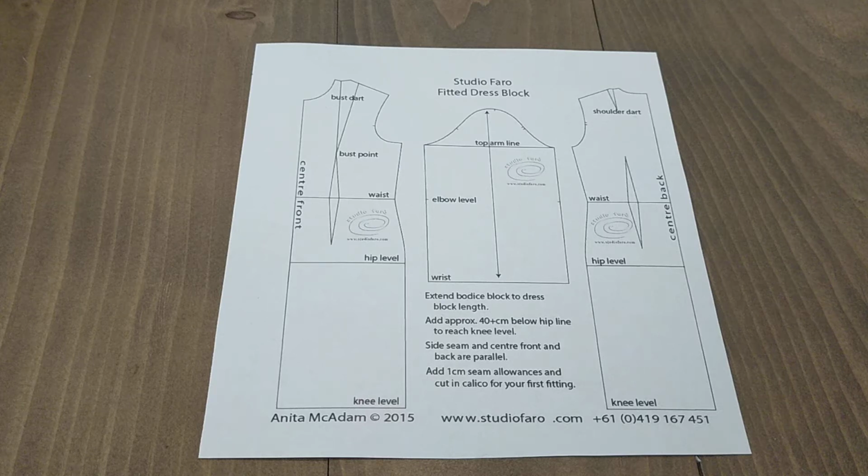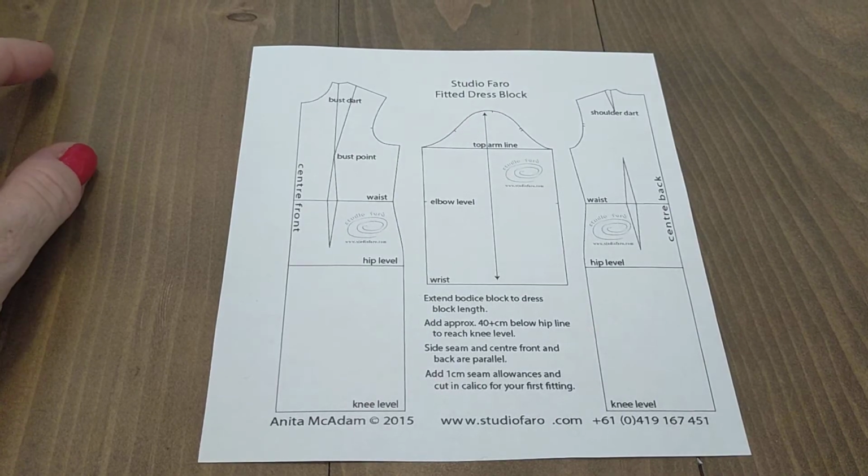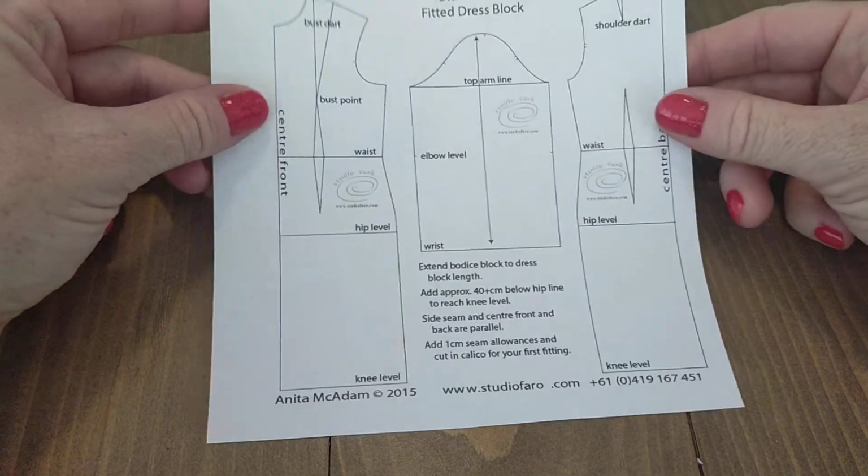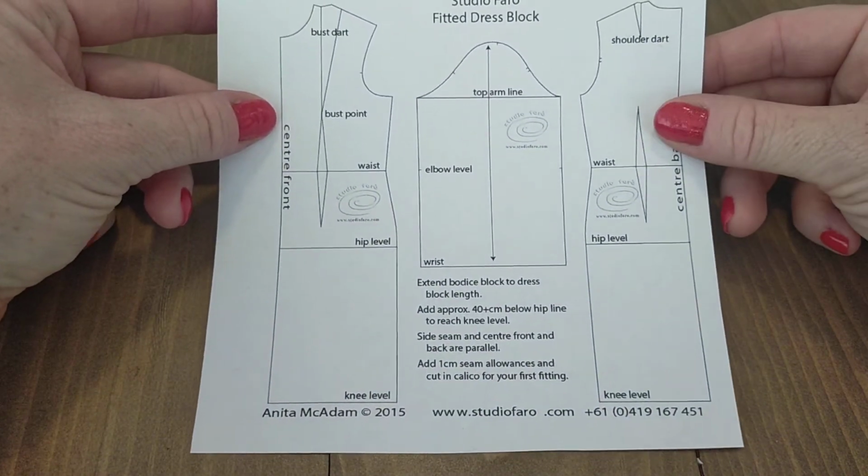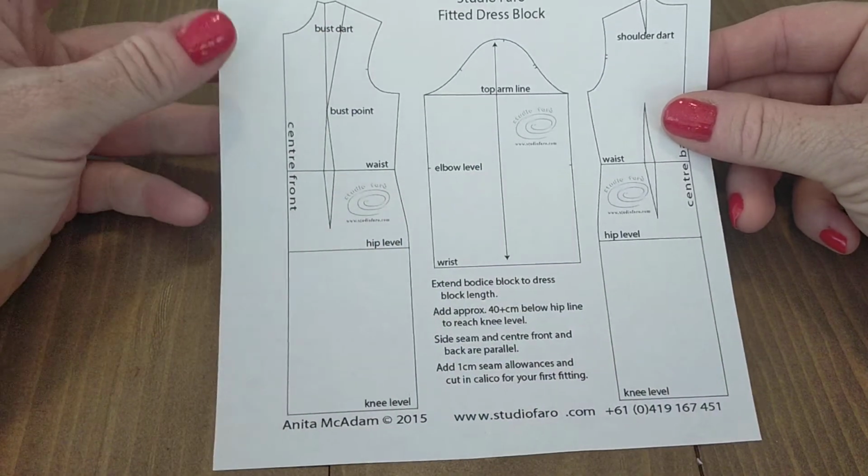For basic dart manipulation, we're going to use a quarter scale block from Studio Faro. Now what that means is it is a very small version of a dressmaking pattern block where you can practice your pattern making before you do it on a large scale. As you can see with this block, we have a front and a back and a sleeve.